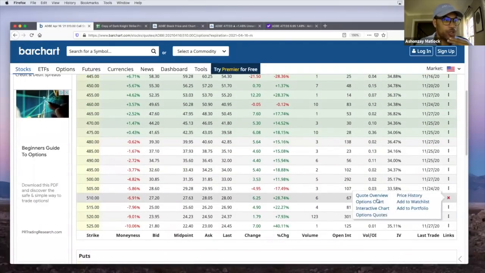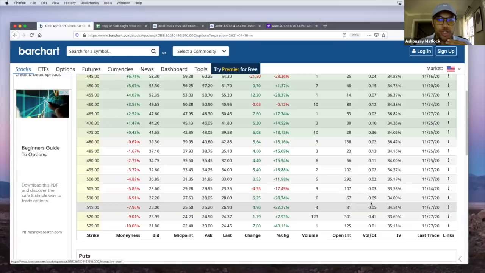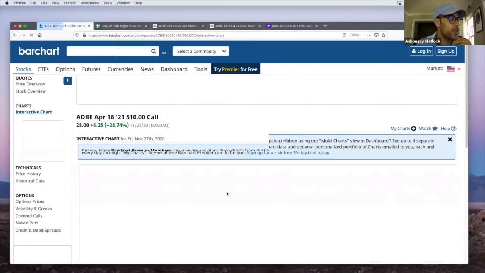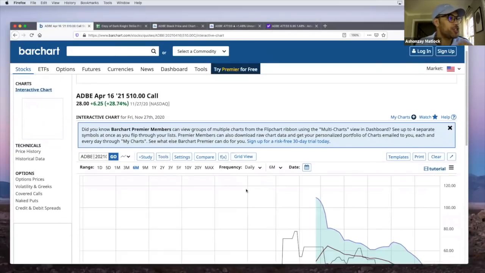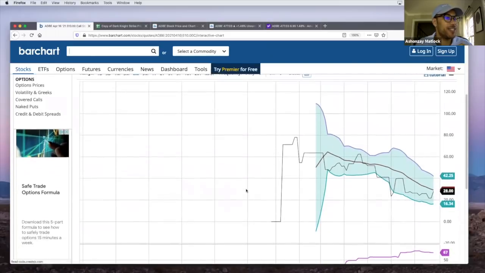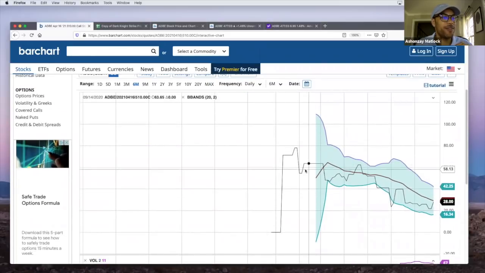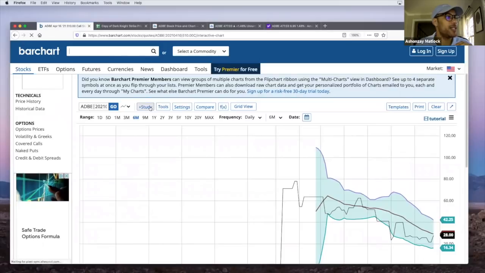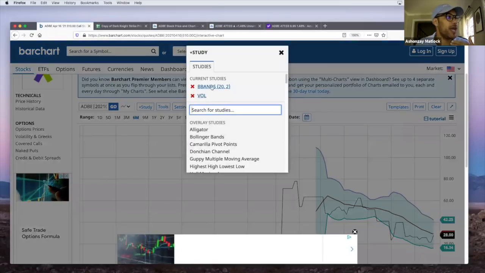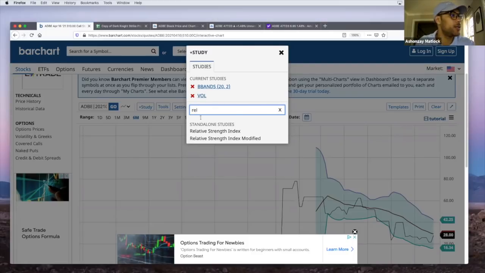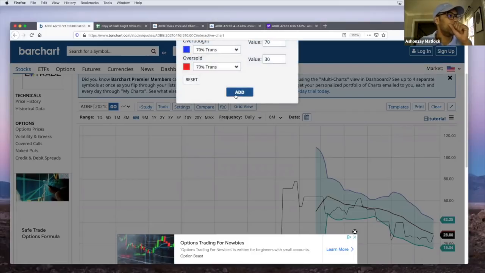Here's another cool trick, right? Go to options chart right here. So the first place we went to was price history. The next place we're going to is options chart. All right. When we go to options chart, it's going to give us a line graph, and you can add in studies. So I've already added mine, but you can add in your Bollinger Bands. You can add in RSI. I'm gonna add that in.